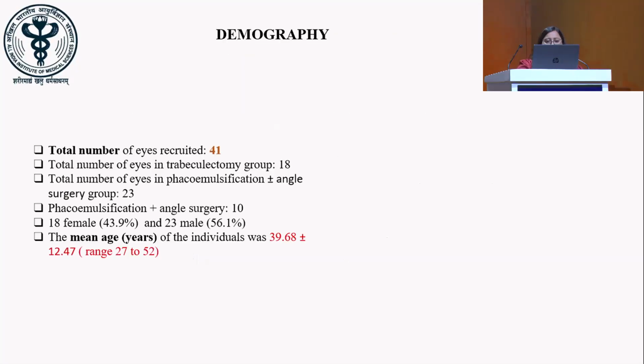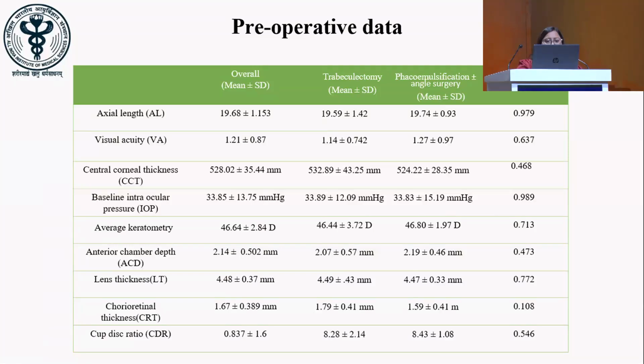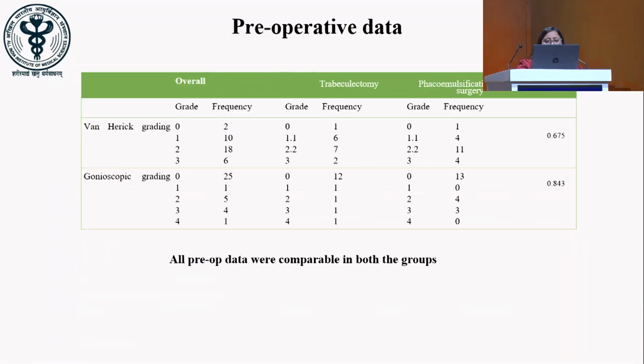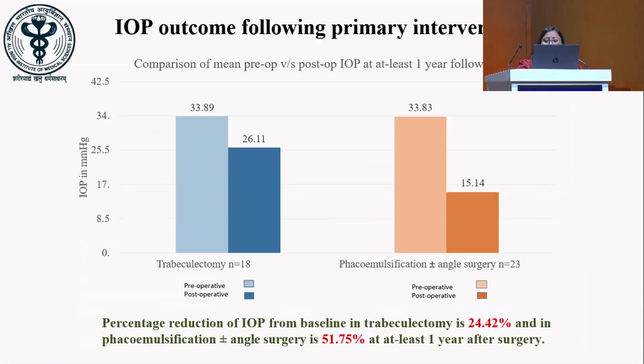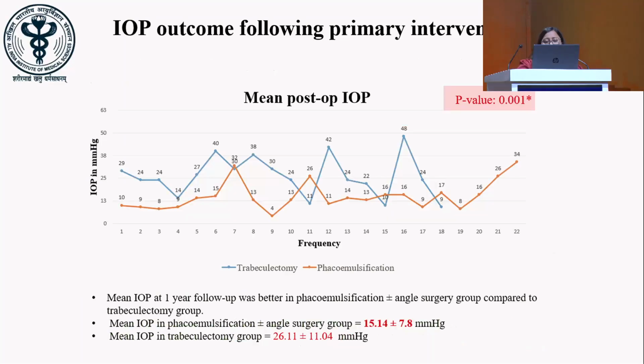Statistical analysis was done. We recruited 41 eyes of 34 patients, 18 eyes in the trabeculectomy group, and 23 eyes in the phacoemulsification with or without angle surgery group. These were the preoperative data, which were comparable in both the groups. We saw that there was a reduction of IOP in both the groups, but the IOP reduction in the phacoemulsification group was 51% at least 1 year after surgery, with a mean IOP of 15.4 millimeters of mercury.